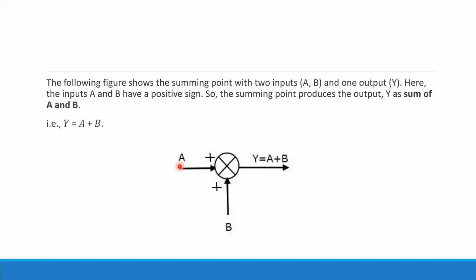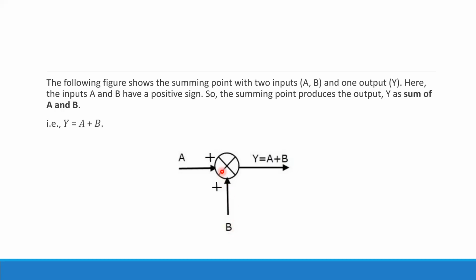There is one signal A which is positive, there is another signal B which is also positive, and these two signals are input signals coming into the summing point, and there is only one output signal Y. So this Y is equal to A plus B. If you put some value for A and some value for B, these values will be added. So you will get addition here.